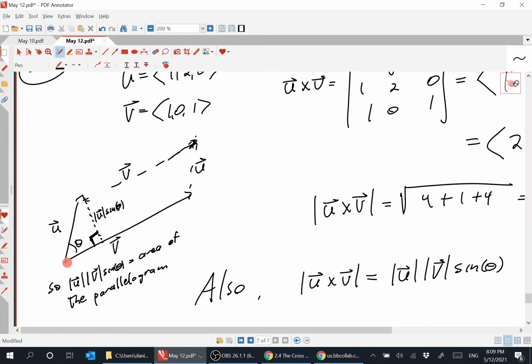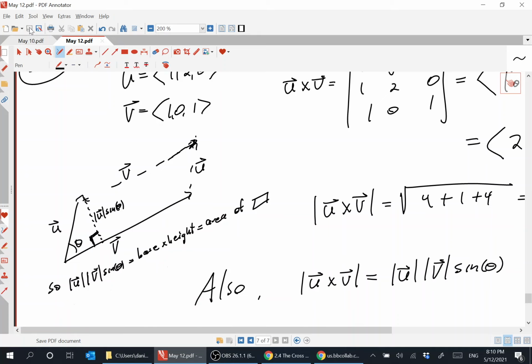Right? It's the length of the base times the height. So it's base times height equals the area of this guy, the area of the parallelogram. Just base times height. And that's exactly what you're getting here.